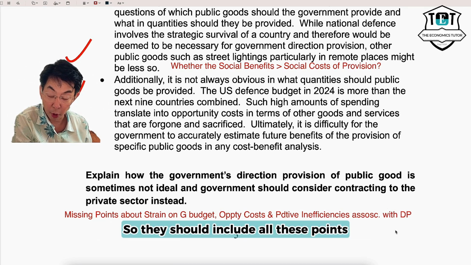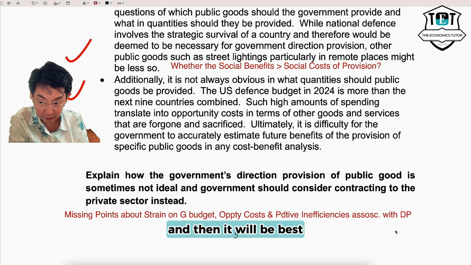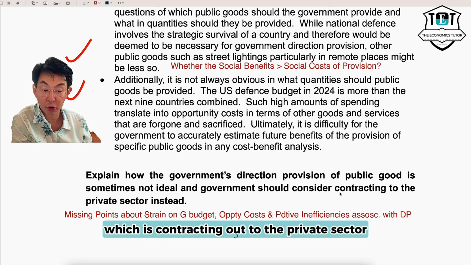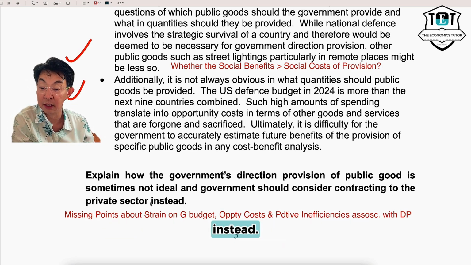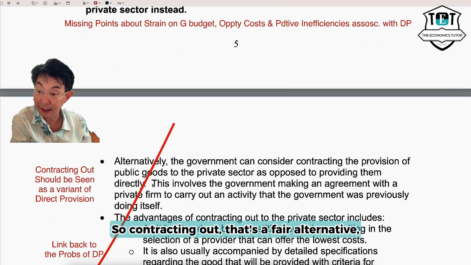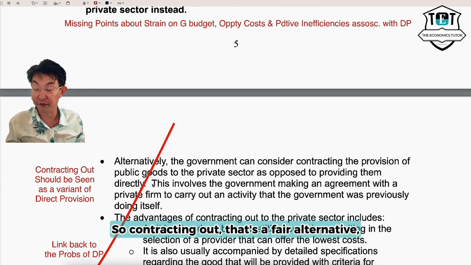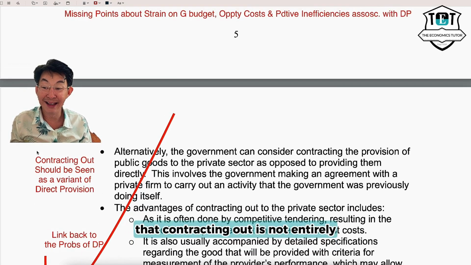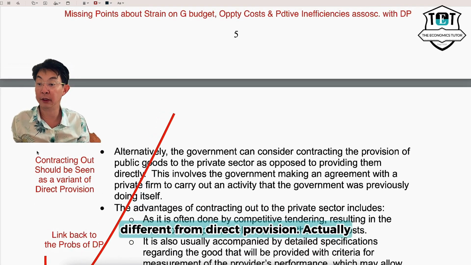So they should include all these points, and it will be best to include them before talking about the next option, which is contracting out to the private sector instead. Contracting out is a fair alternative, but I also want you all to take note that contracting out is not entirely different from direct provision.